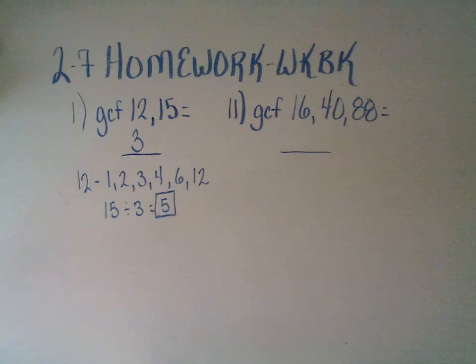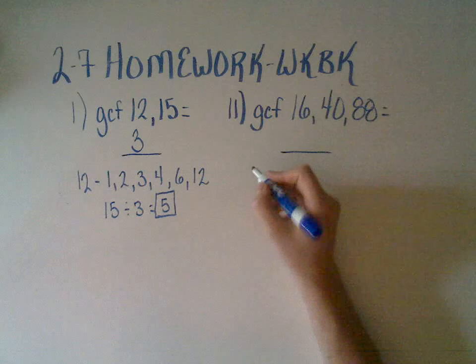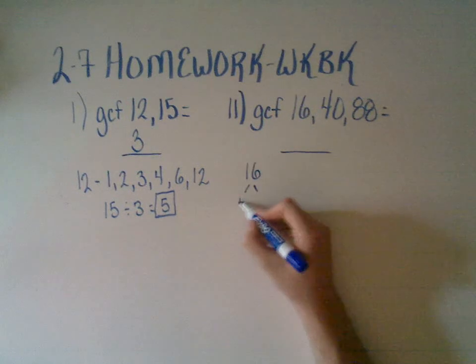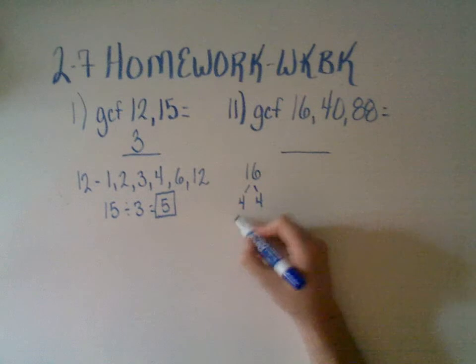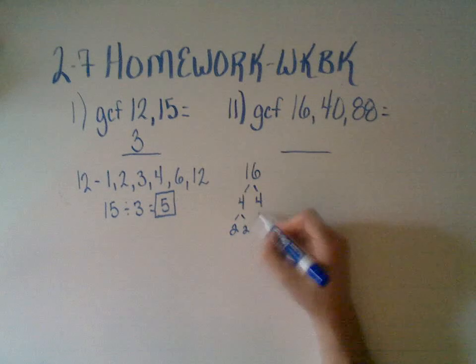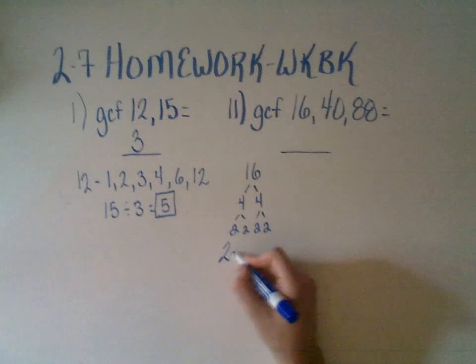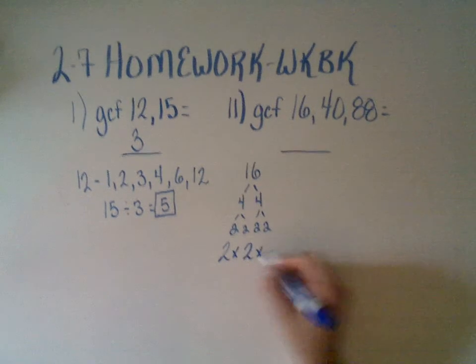Now they also showed us a technique with factor trees that I'd like to show you here in question number 11. So in question number 11, we're finding the greatest common factor of 16, 40, and 88. So we can do some quick factor trees here. 16 breaks down as 4 and 4, and 4 is going to break down as 2 and 2. So that's going to factor tree out as 2 times 2 times 2 times 2.